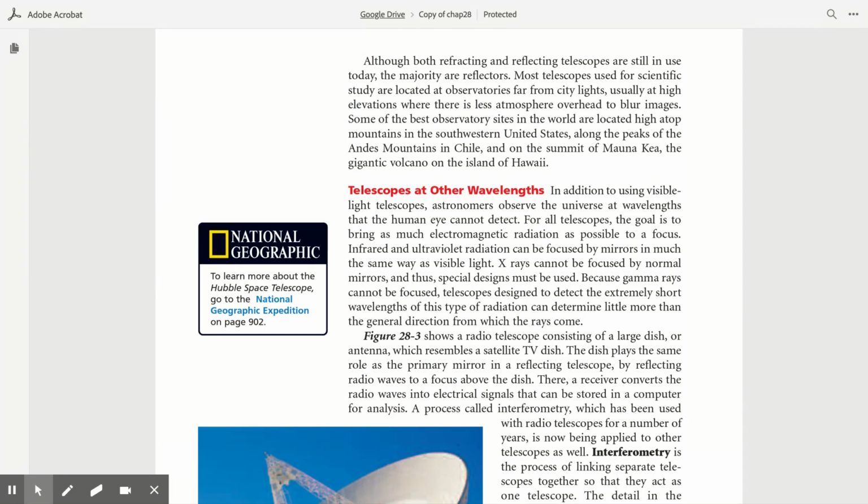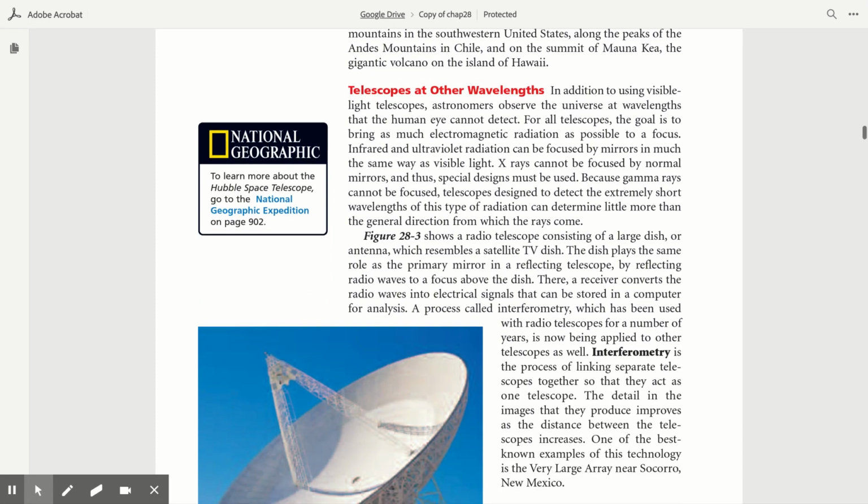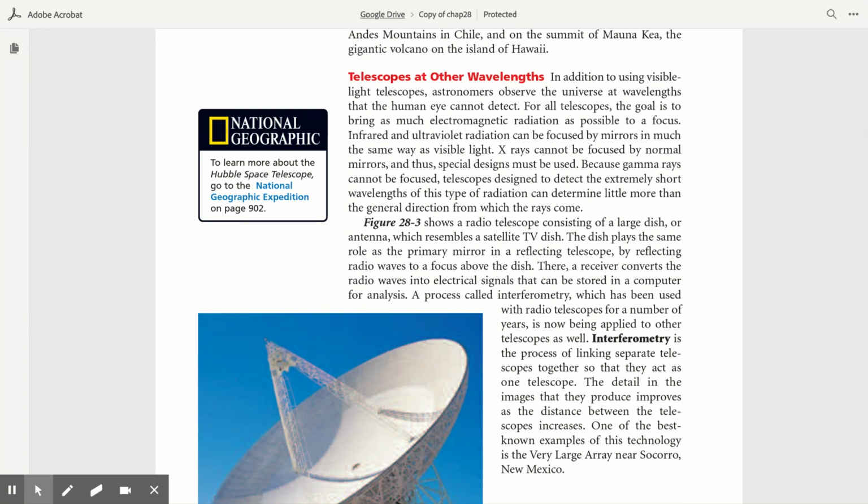Although both refracting and reflecting telescopes are still in use today, the majority are reflectors. Most telescopes used for scientific study are located at observatories far from cities' lights, usually at high elevations where there is less atmosphere overhead to blur images. Some of the best observatory sites in the world are located high atop mountains in the southwestern United States, along the peaks of the Andes Mountains in Chile, and on the summit of Mauna Kea, the gigantic volcano on the island of Hawaii.